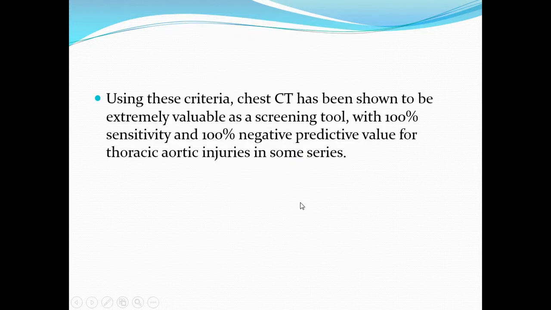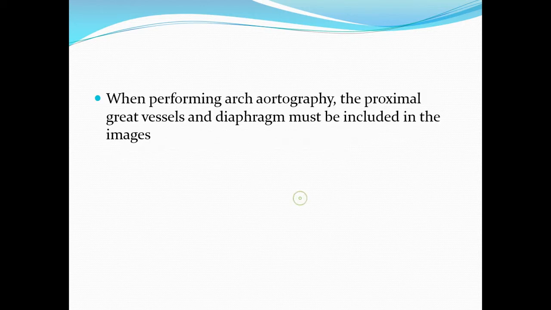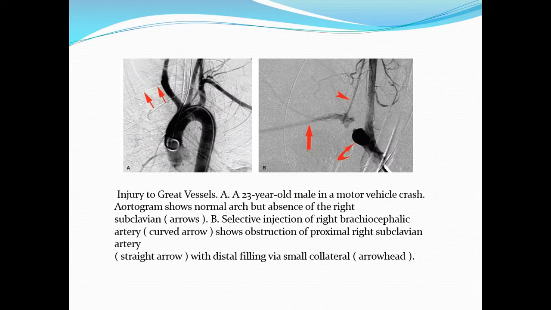By using these criteria, CT has been very valuable as a screening tool, sometimes reported as having 100% sensitivity and 100% negative predictive value. When performing arch aortography, the great vessels and the diaphragm must be included because there are usually multiple concomitant injuries. So you can see here there is an injury to the great vessels in this 23-year-old male, who was a victim of a motor vehicle accident.